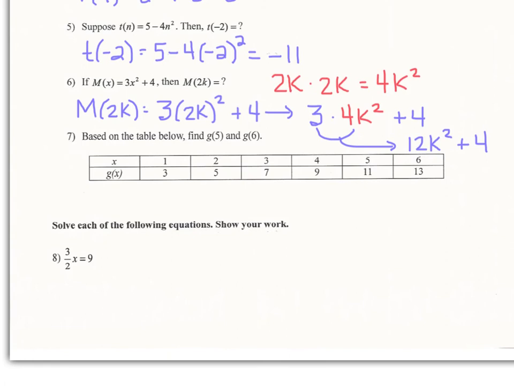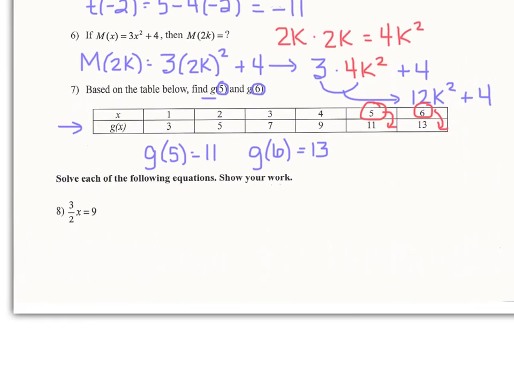Okay, looking at number 7, based on the table below, find g of 5 and g of 6. So what that question is asking you is, what is the value of the function, and the function is this, when x equals 5 and then x equals 6. So I'm going to read across to where x equals 5 and then read the value of the function. And so I could say g of 5 is equal to 11, and then g of 6 would be equal to 13. And again, I took that from right here. There's g of 6 equal to 13.